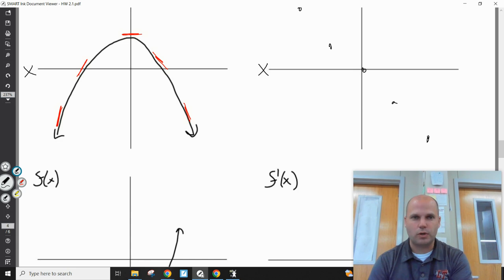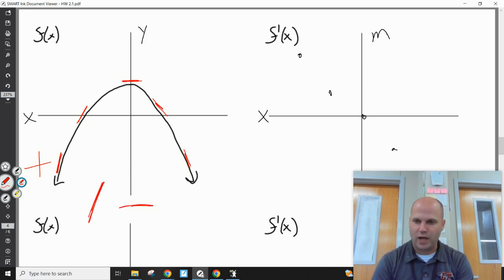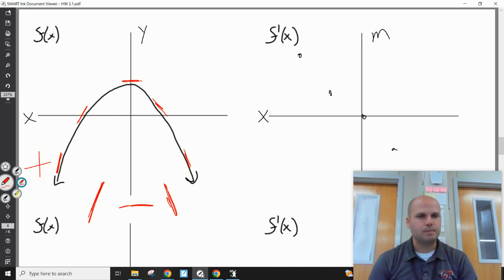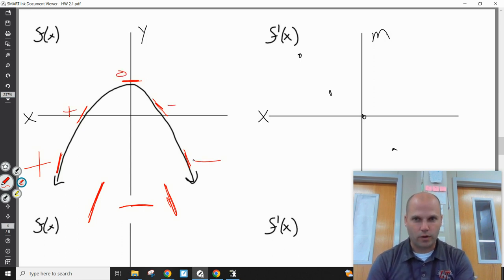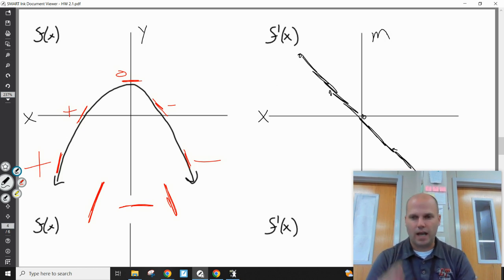I probably should be showing more work. You guys shouldn't be copying me down. You should be like, okay, this is a very large positive slope, right? Lines that go up have positive slopes. Lines that are flat have 0 slopes. Lines that go down from left to right have negative slopes. You should be labeling the slope values positive, less positive, 0, negative, more negative, okay? We can keep going. We could find that we create this graph, okay?